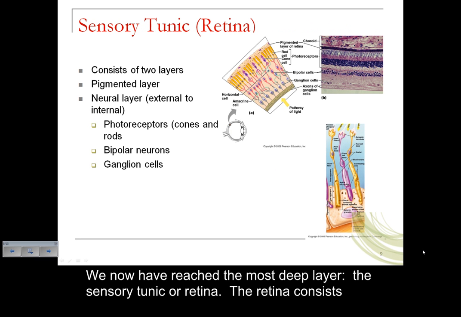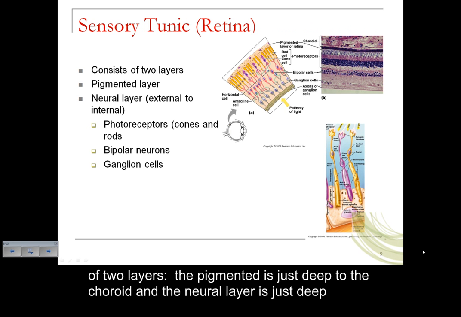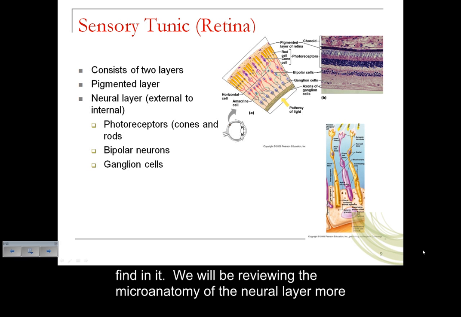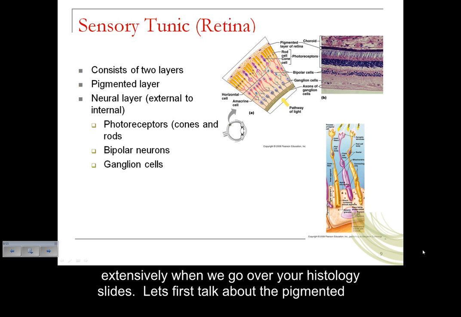We now have reached the most deep layer, the sensory tunic or retina. The retina consists of two layers. The pigmented layer is just deep to the choroid, and the neural layer is just deep to the pigmented layer. The neural layer is thicker because of all the layers of cells you find in it. We will be reviewing the microanatomy of the neural layer more extensively when we go over your histology slides. Let's first talk about the pigmented layer.